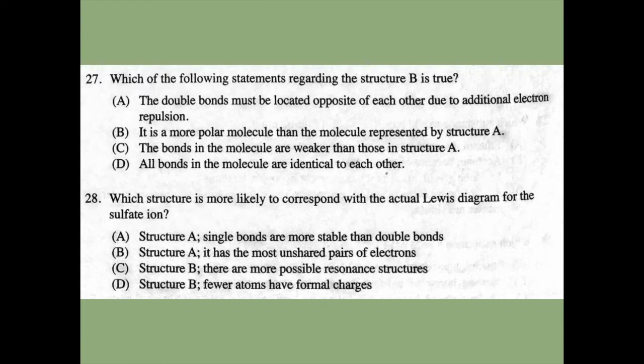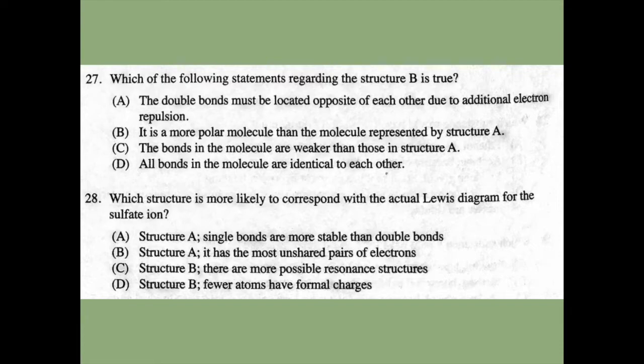In 27, it says, which of the following statements regarding the structure B is true? Okay, so in B, keep in mind the average bond order is 1.5 versus 1 for the structure A. So if I look at all of these different options, it says the double bonds must be located opposite to each other due to additional electron repulsions. That's not necessarily true. Double bonds can be next to each other.